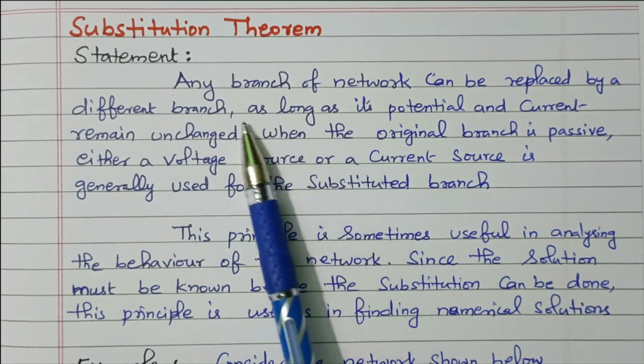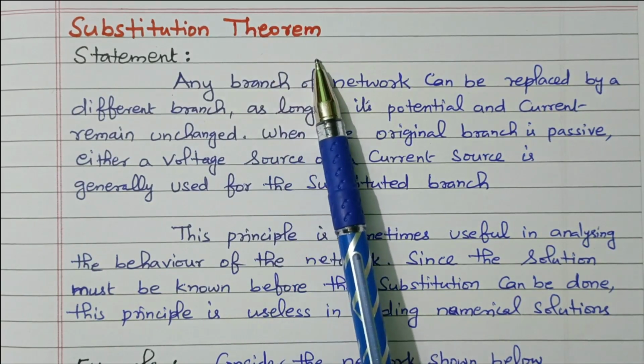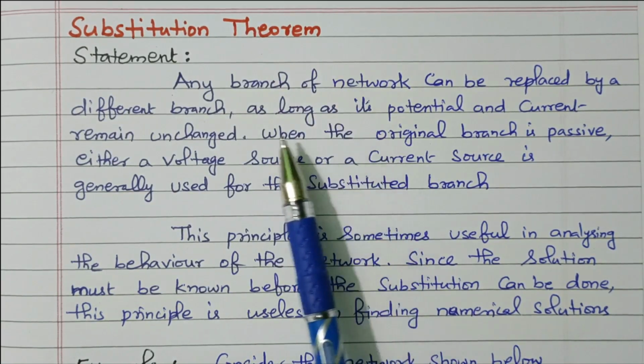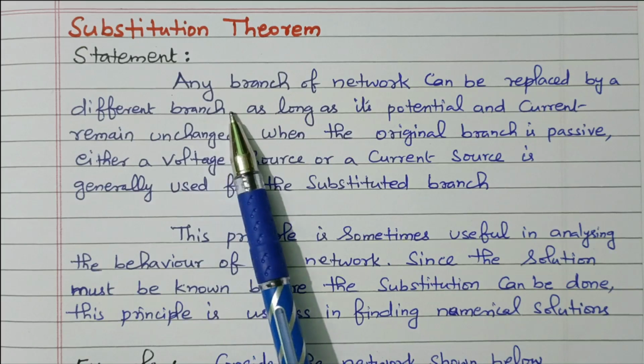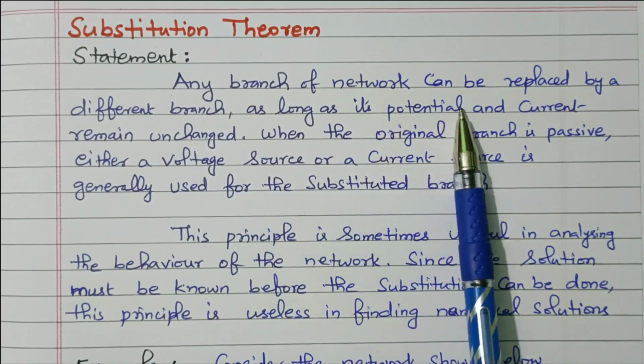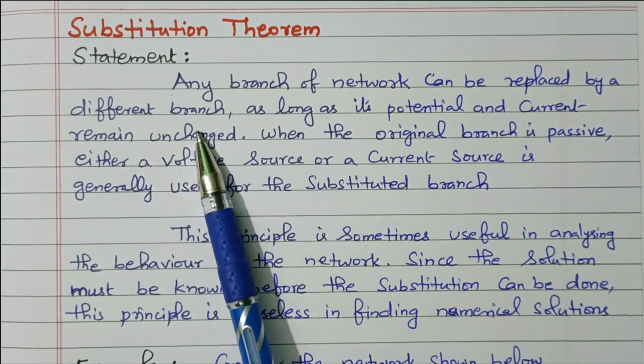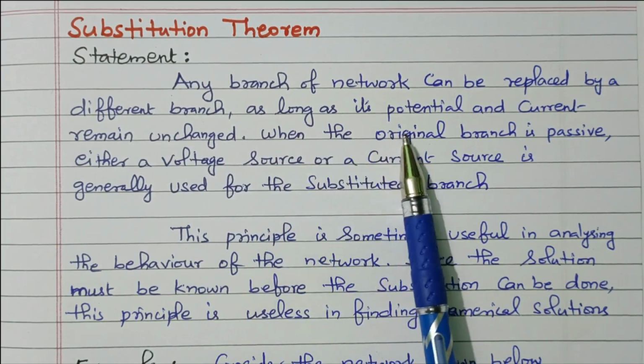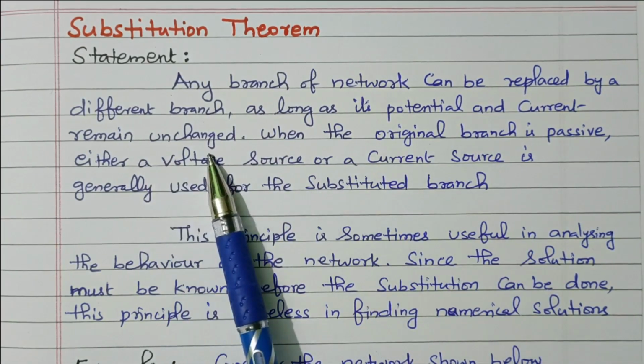Now we will go to the topic. Substitution theorem, one of the theorems available in circuit theory. First we will see the statement. Any branch of a network can be replaced by a different branch as long as its potential and current remain unchanged.